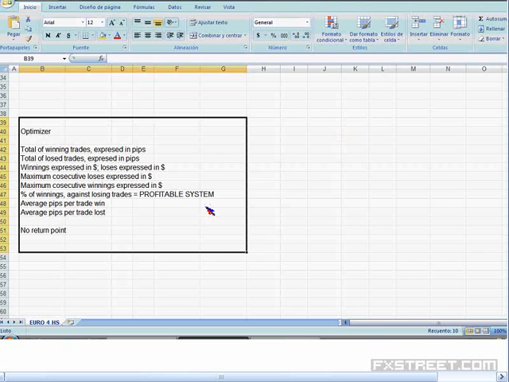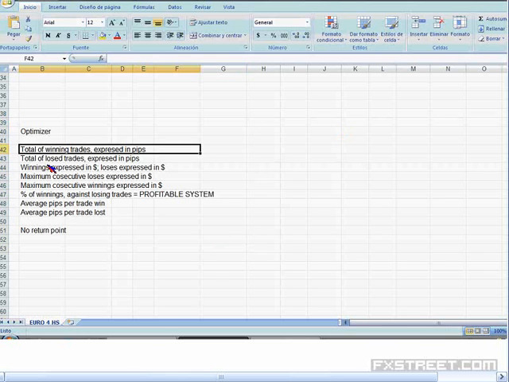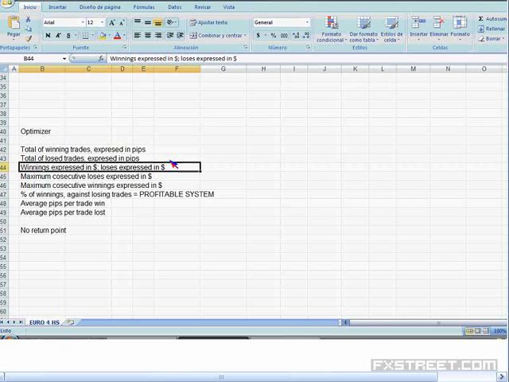This is what I call my optimizer, right? The total of winning trades expressed in pips. I do believe that this needs no explanation, okay? I want to know how many trades I win expressed in pips, okay? How many trades I lost expressed in pips, okay? The same, the winnings and the losses expressed in money, right? In dollars, if my account is in dollars, okay?